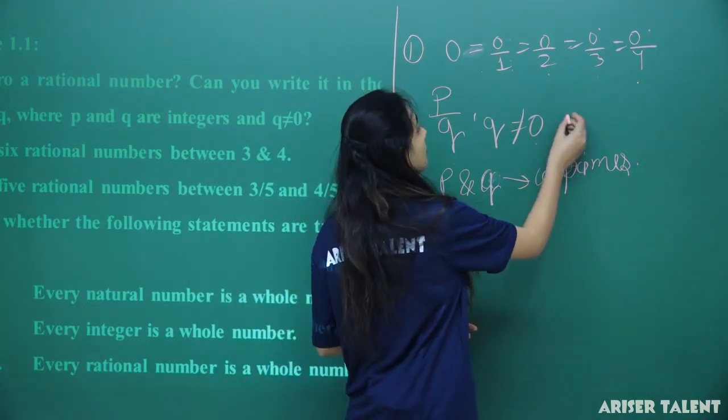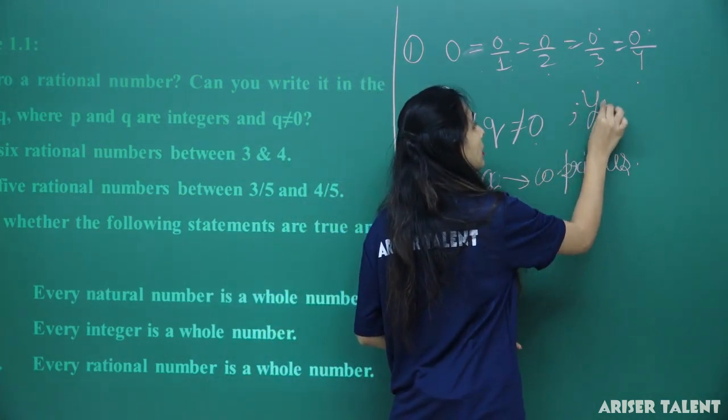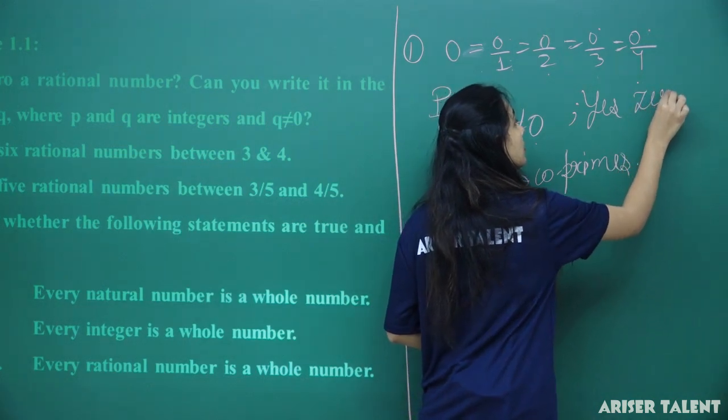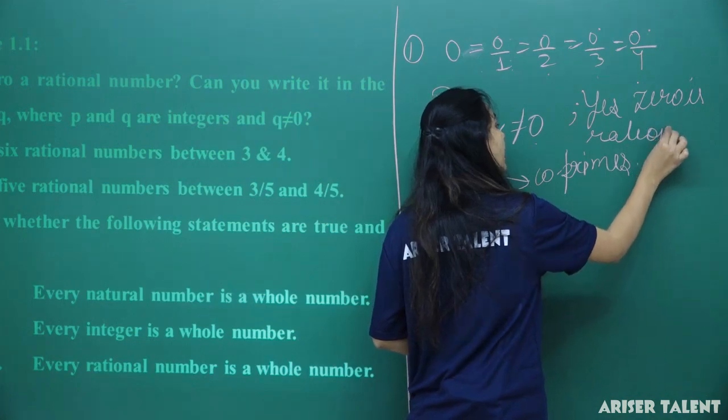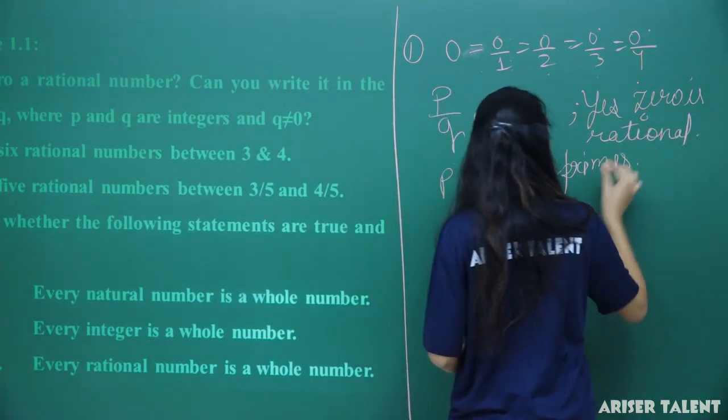So yes, 0 is rational. Why? Because we have proved that.